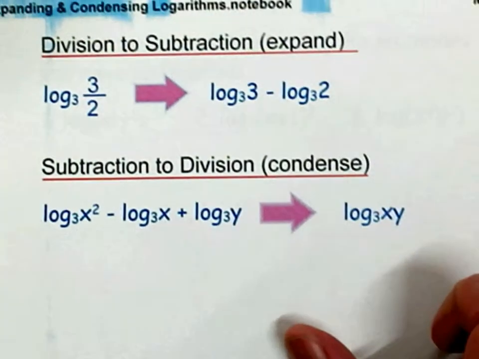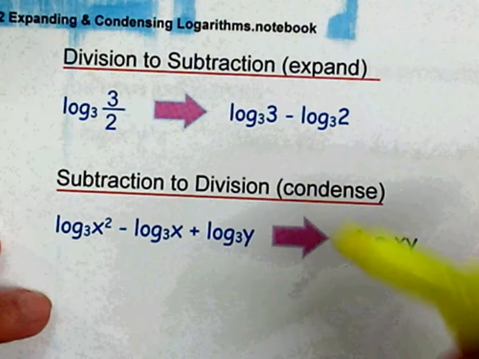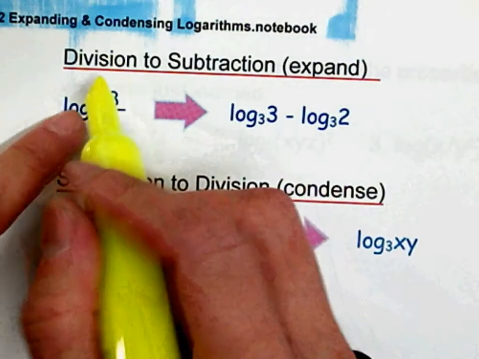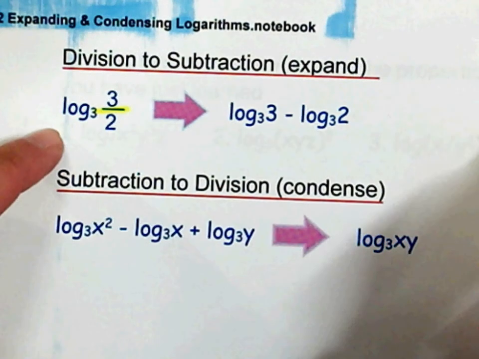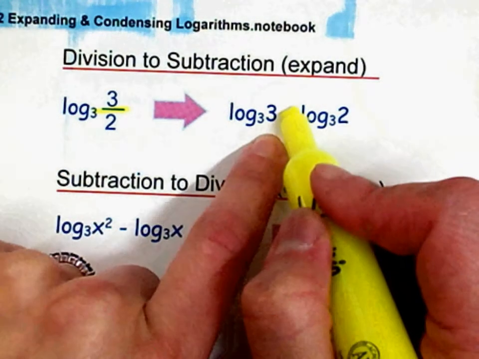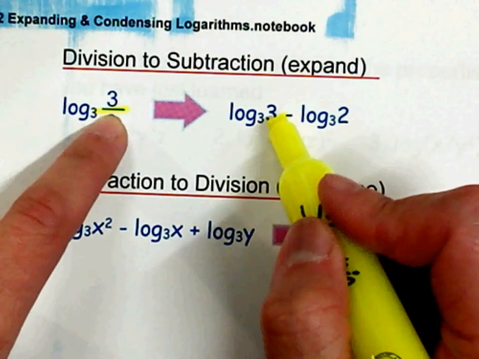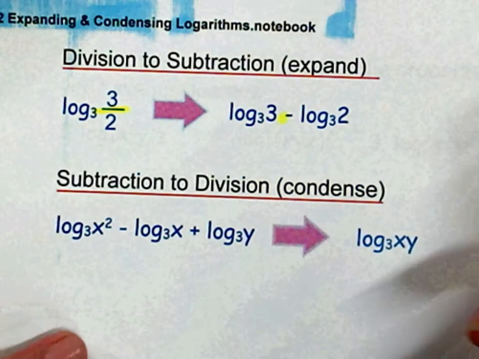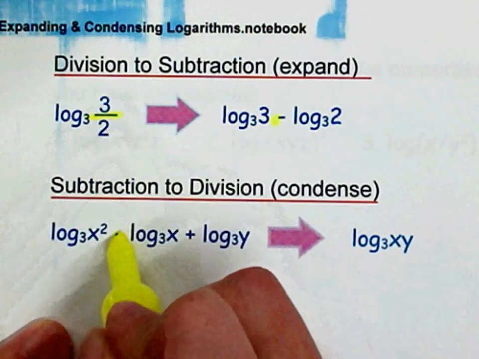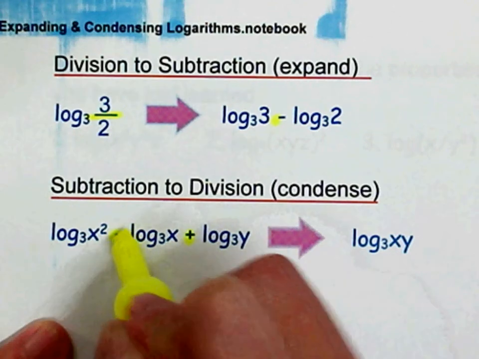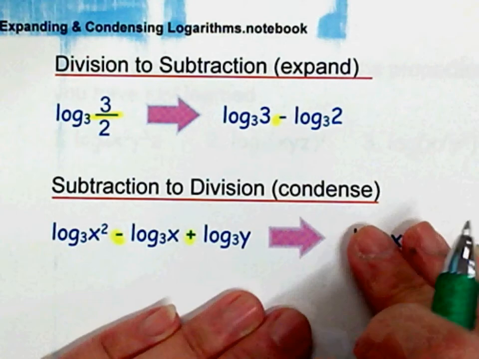Division to subtraction, they go together. So now let's take a look at the expanding part. Okay. See how it's condensed? Do you see that that division? That is the same as a minus. Log base 3 of 3 minus log base 3 of 2. Okay? And you can also go in reverse. See the plus and the minus? Alrighty. Let's take a look. Okay? I'm going to show you that answer in a little bit.